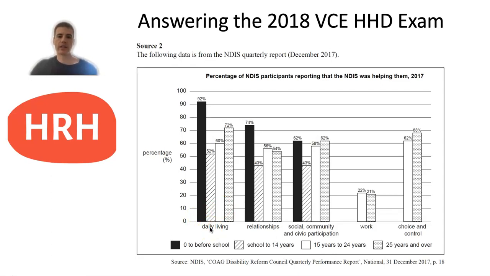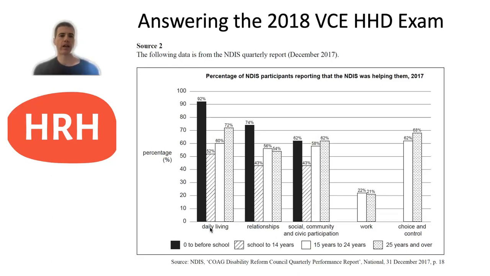So you can see there was daily living, relationships, social, community and civic participation, work, and then choice and control. And then in the key there, you can see they broke it down into different colors and shadings for different age groups, which are then represented up in the bars in the graph. So there's quite a lot going on in this graph here.